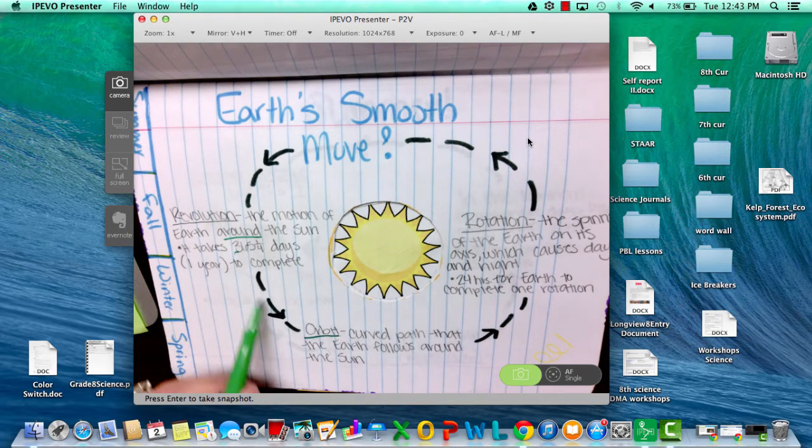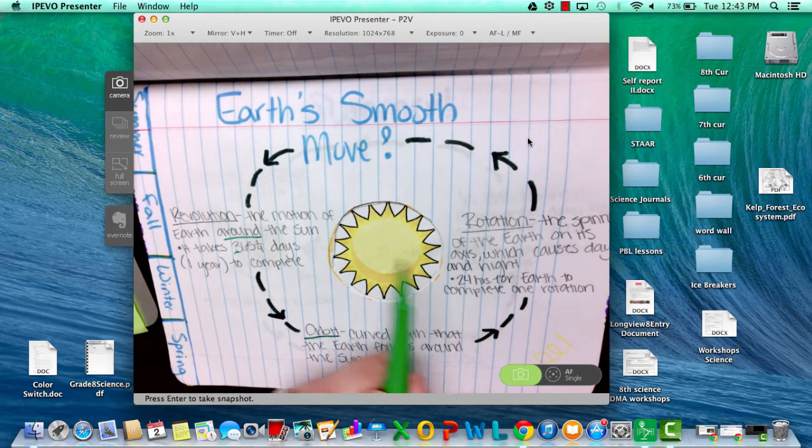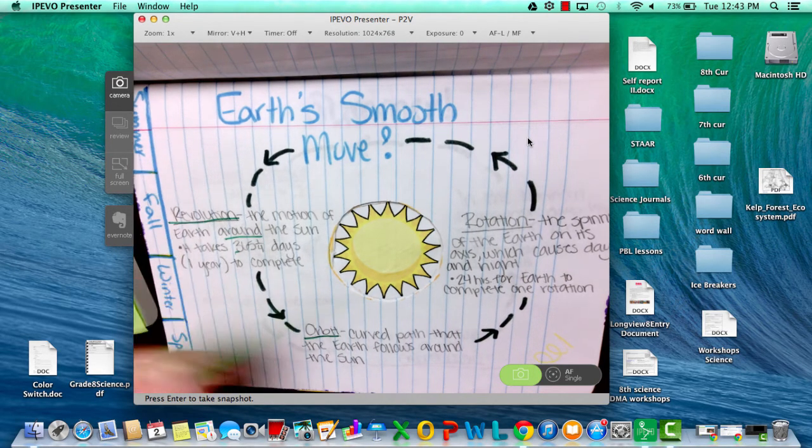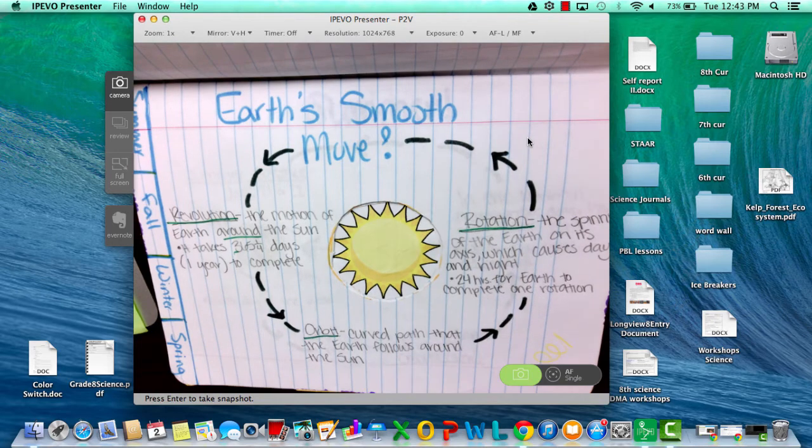Now, the orbit is this line that I have drawn right here. It is a curved path that the Earth follows around the sun. So here are your 3 vocabulary words. If you need to pause the video, take your time, write it, and then you can hit play again. You're going to need to practice that throughout the whole time. Don't let it get ahead of you. Just pause when you need it.